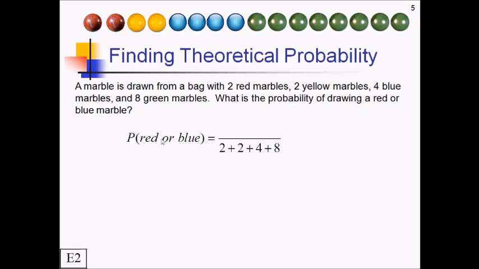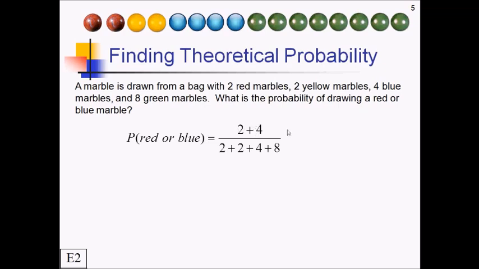It's amazing what you can fit in this probability parentheses. Now, how many of those outcomes are favorable? These are all the outcomes. How many are red or blue? We have 2 red marbles. We have 4 blue marbles. So there are 6 favorable outcomes if we get any of those 6 marbles.